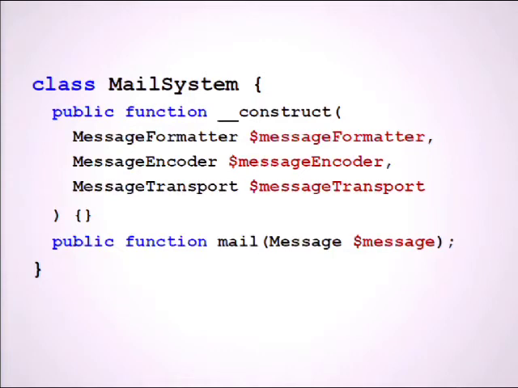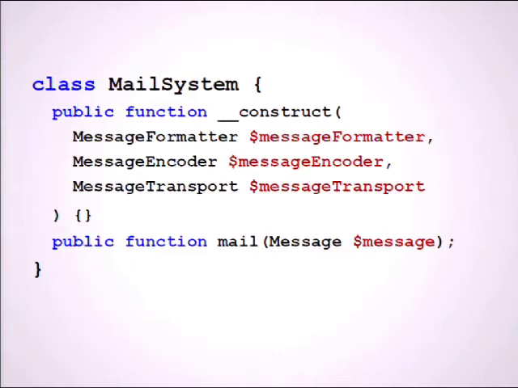and sends the email. Now, this mail method would be ridiculously simple. It would be three lines of code. It would be format message, encode message, and transport message, or send message. Simple. And that's what our goal is. Each one of these steps is very simple, but we can exchange out each one as we need to.